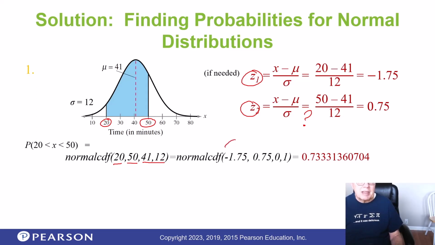And if you use the z-scores, you'd be doing it like this. And since you switch to z, it'd be 0 and 1 out here. And there's the probability that the next person coming in is going to be there for between 20 and 50 minutes.